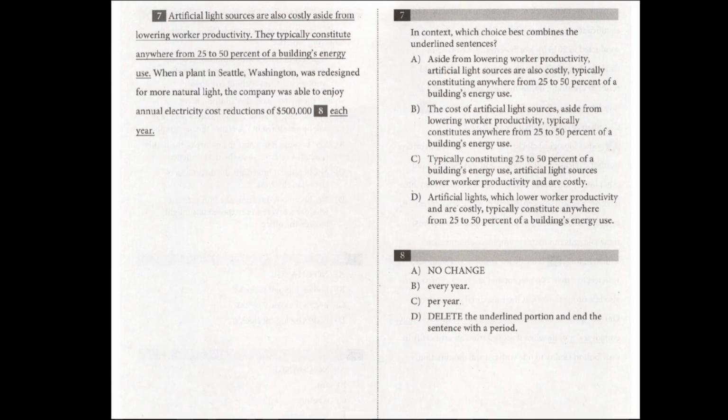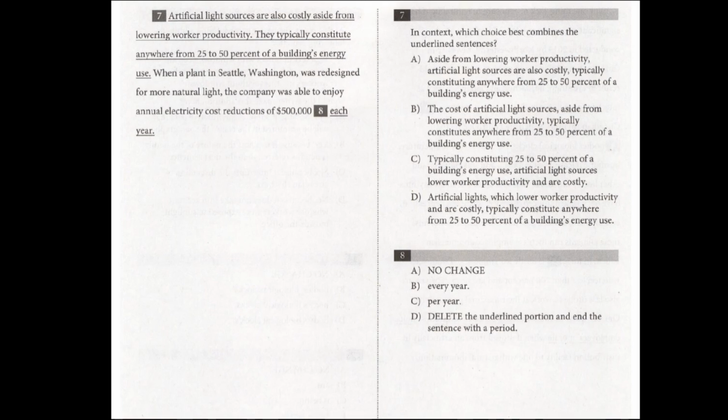Let's move on to question number 7 now. This question is about the underlined portion that reads, "Artificial light sources are also costly. Aside from lowering worker productivity, they typically constitute anywhere from 25 to 50% of a building's energy use." The question then asks, in context, which choice best combines the underlined sentences?